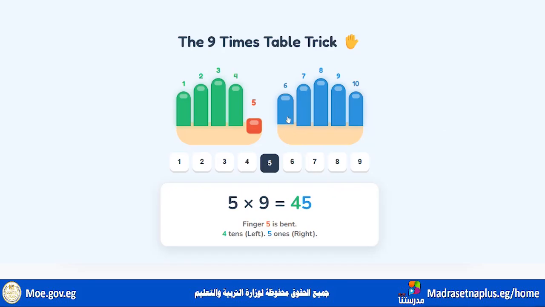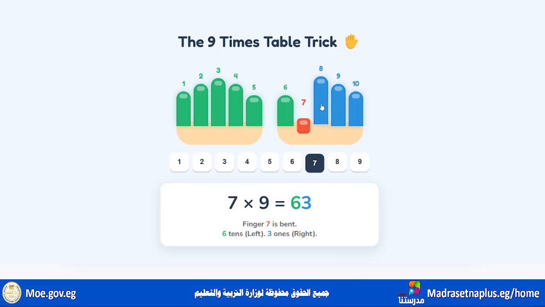Let's bend finger number 6. How many fingers on the left? 5. How many fingers on the right? 4. That means 6 times 9 equals 54. Can you guess what about finger number 7? I'll give you a moment to get the answer. 7 times 9. Yes, there are 6 fingers on the left and 3 fingers on the right. The answer, or the product, of 7 and 9 equals 63.